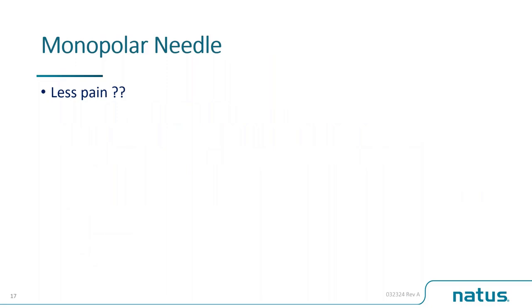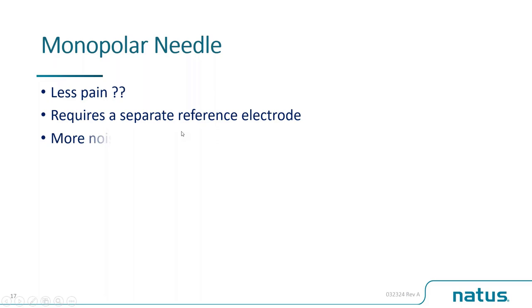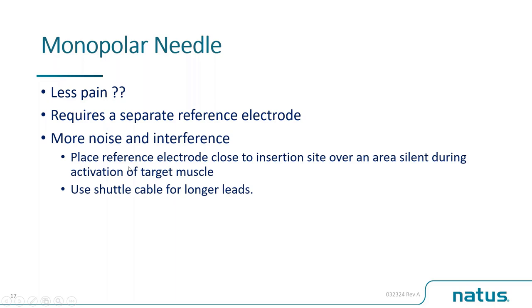Monopolar needle is considered less painful, but I think, again, that's one of the mythologies. That was possibly true when we were using reusable electrodes. Now, I don't think there is any difference in the pain. It does require a separate reference electrode, and therefore you can get more noise and interference. And you can reduce it by keeping the reference electrode close to the insertion site, but over an area that is silent during activation. And you can also use shuttle cables or longer leads to get noise-free recordings.